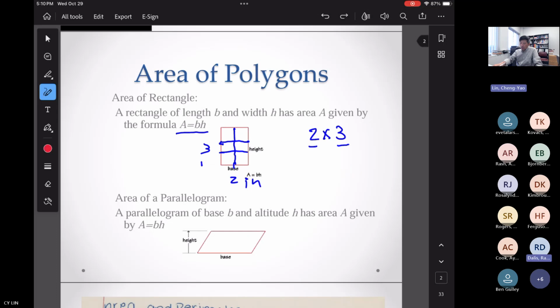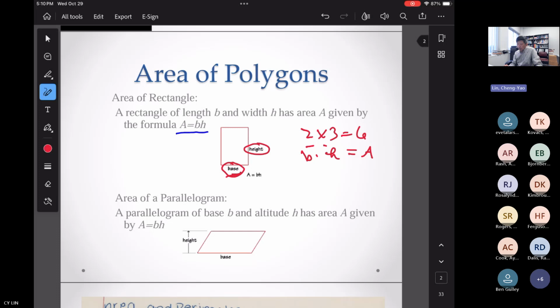All right. So based on this information, we have a base, and we multiply by the height. 2 times 3, which equals 6. This is the base and this is the height. And that's the area. Does that make sense how this formula comes about? Yes or no?